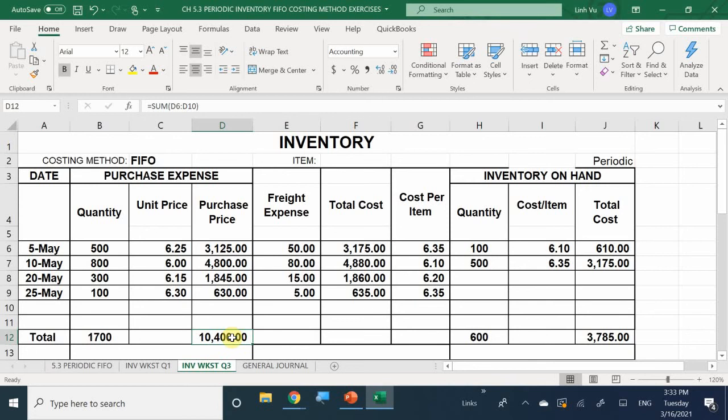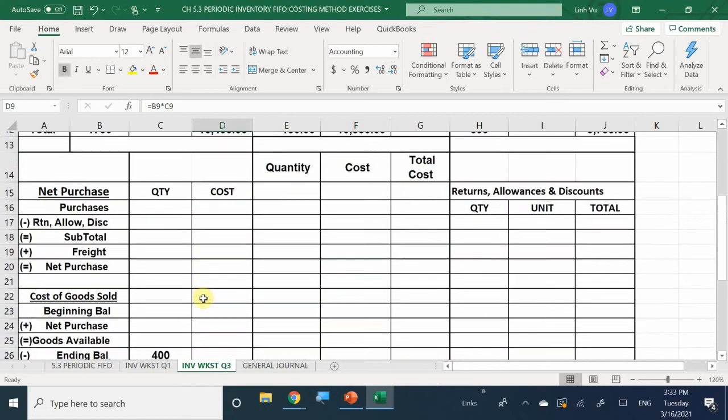All right. So then what's my total freight now? 150. And lastly, what is my total cost? $10,550. Okay. So remember, that's just our purchases. So let's go ahead and solve the rest of our bottom table down here.